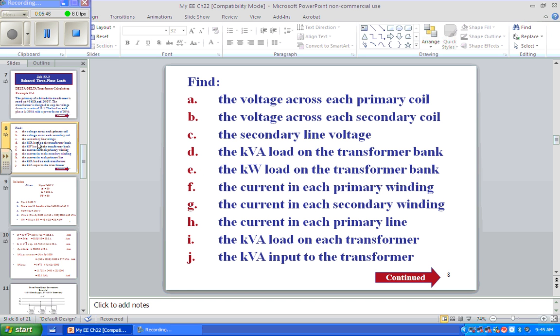Okay, we started having a couple of questions. Find the voltage across each primary coil, et cetera, et cetera. When you're reviewing this at home, make sure that you look at all these questions and try to answer them. We're not going to go over all of them right now.